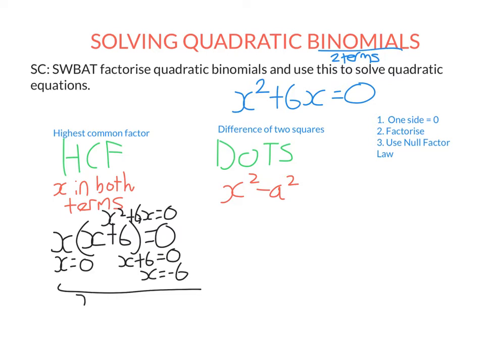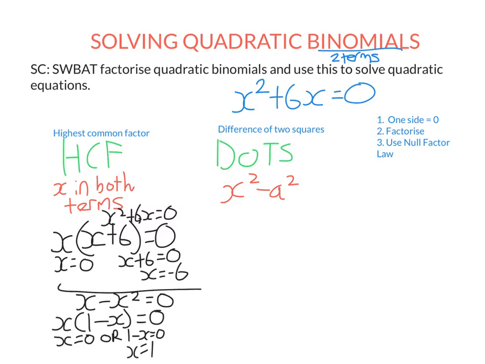Let's look if I had something like x minus x squared equals 0. Well, there's an x in both terms, so I take out highest common factor. The highest common factor is, again, x. So what do I times by x to get x? It's 1. What do I times by x to get negative x squared? It's x. Null factor law, either the first thing equals 0, or the second thing equals 0. And if 1 minus x equals 0, x just equals 1. They are the two solutions to this equation here.